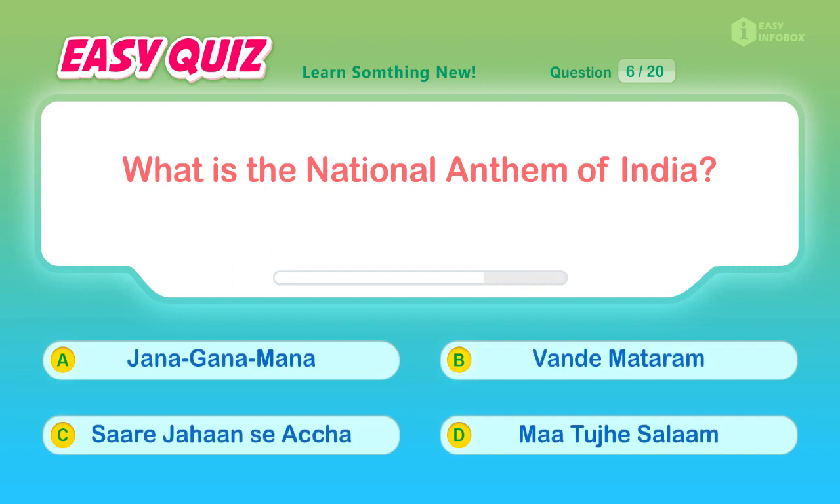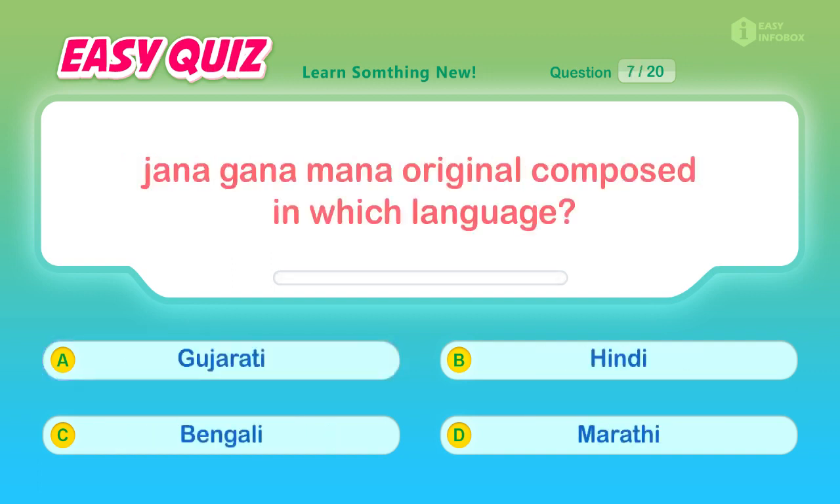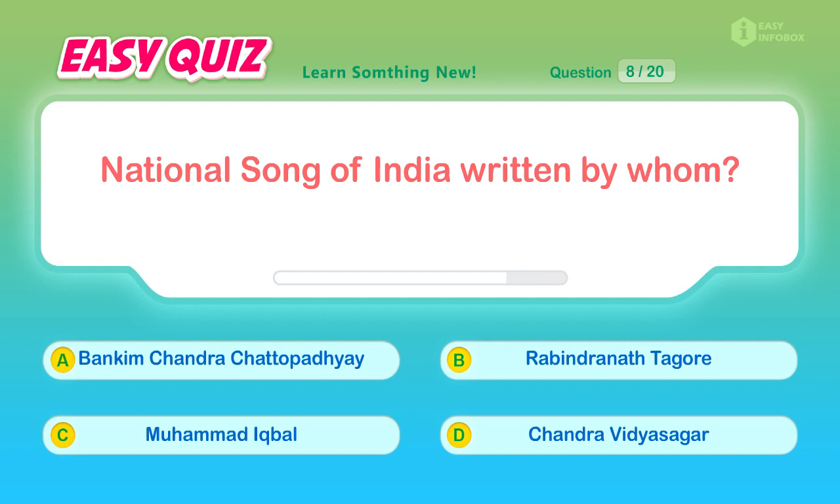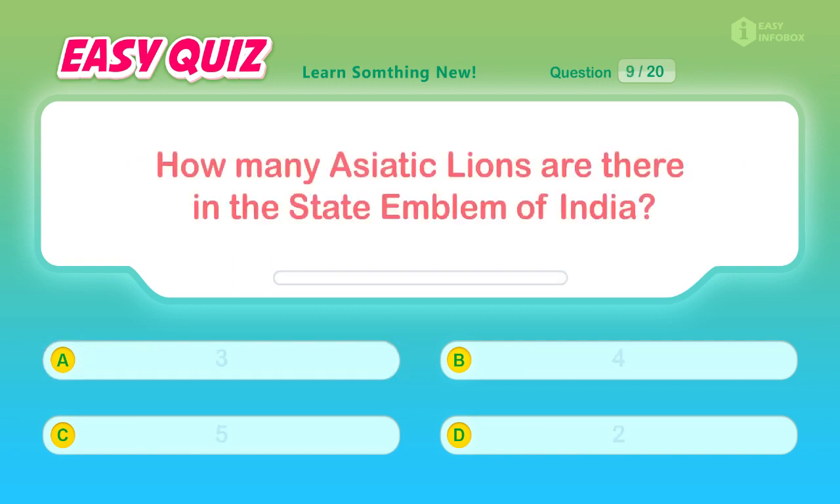What is the national anthem of India? Jana gana mana. Jana gana mana original composed in which language? Bengali. National song of India written by whom? Bankim Chandra Chattopadhyay. How many Asiatic lions are there in the state emblem of India?